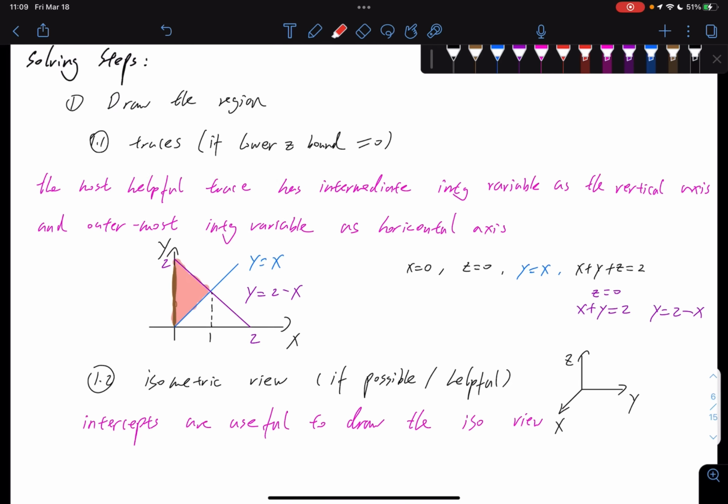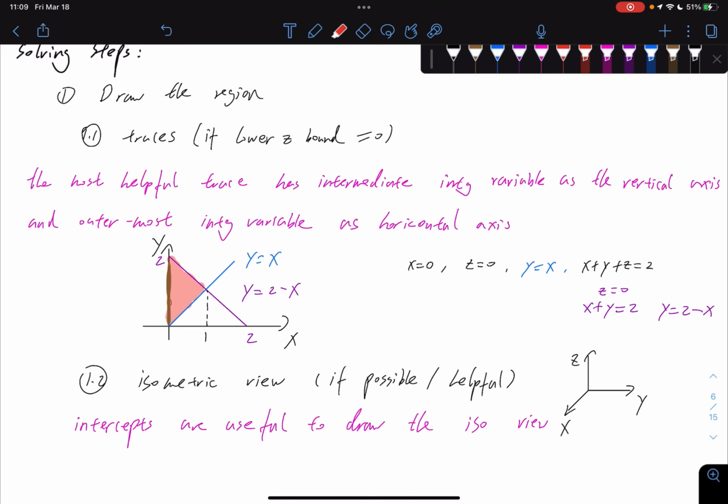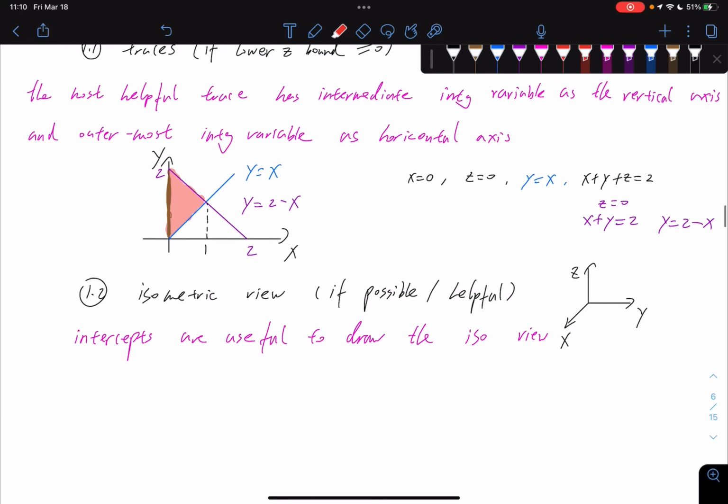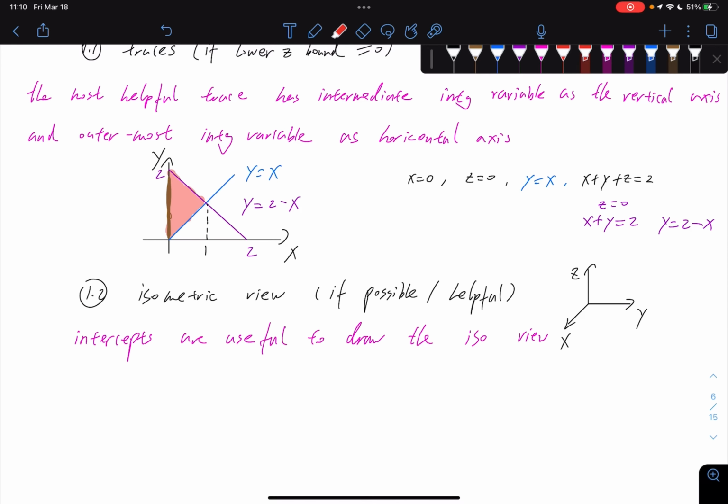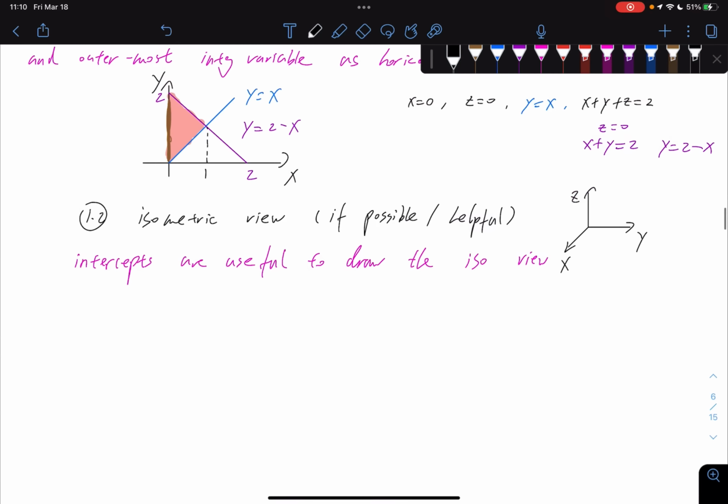By looking at this integration, I would say it's pretty difficult for me to draw this in 3D by hand. So I'm going to skip that for today. But I'm going to show you that finding the 3D bounds is going to be very, very easy for you. So, okay, let's go ahead and find the bounds. All right, step 2, find bounds.